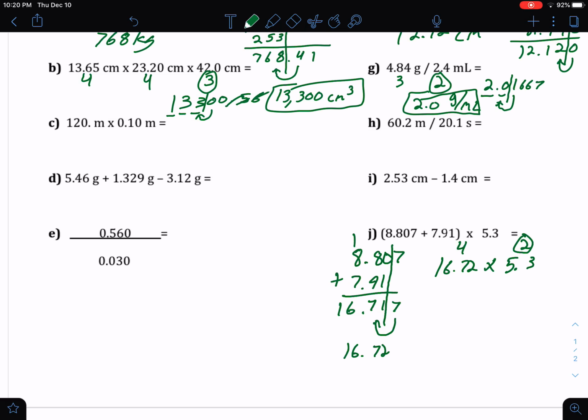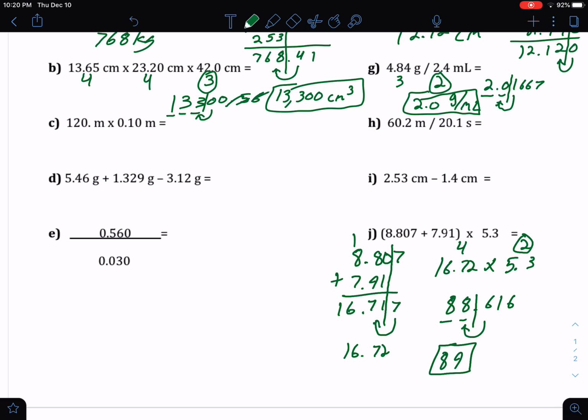I get 88.616. My answer can only have 2 significant figures, so I'm going to count 1, 2, draw my line. This 6 right here tells me I'm going to round up, so my answer would just be 89. Okay, so that is how you do math on there.